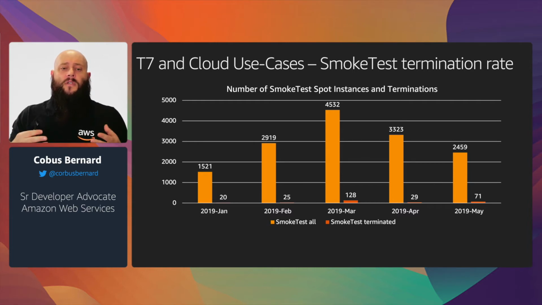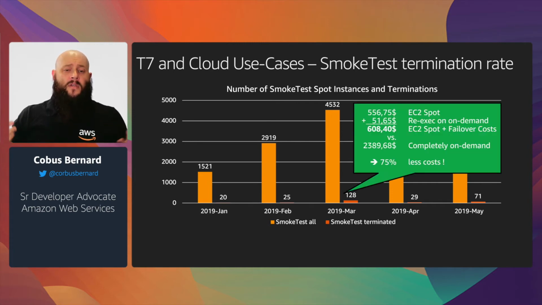They then also built a system to make use of on-demand instances when the smoke test failed. And if you look at the savings that they achieved with that, even with the re-execution of some of their tests on on-demand instances, they were able to get a 75% cost reduction in terms of the instances they were running. So if you play around with Spot and your workloads can handle them, this is a very great way to actually make very large savings.